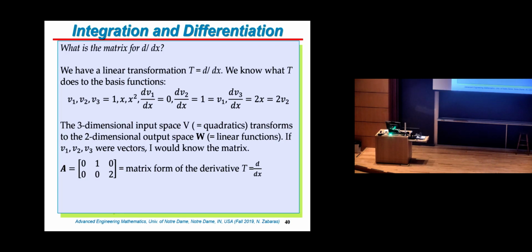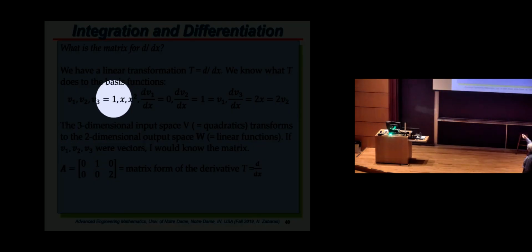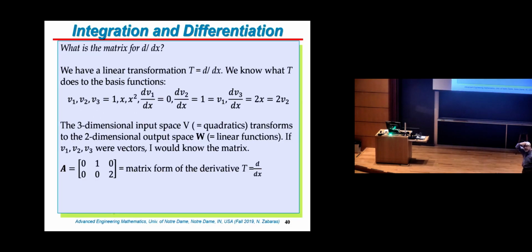So the first column should correspond to what? The derivative of which vector? 1. And how much is the derivative of 1? And what are the components of 0 in the basis of the output, which, you told me, is constant 1 and x? 0 and 0.